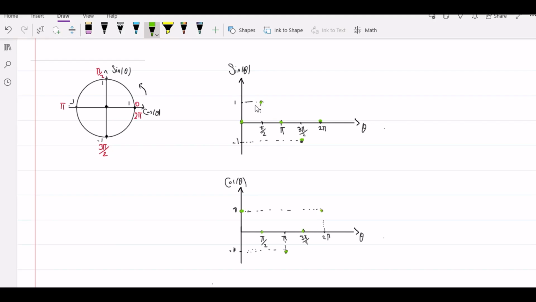What I want to do now is connect these points to see how the graph will look. If you connect it like this, we get the sine of theta with a curve shape like this, and starting from here, the cosine of theta has a shape like this.